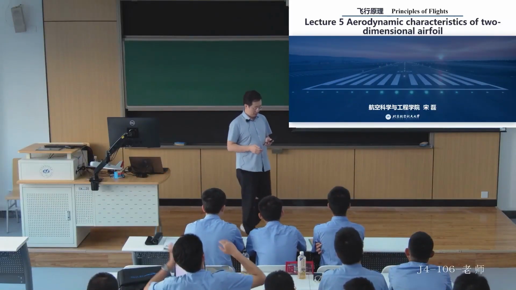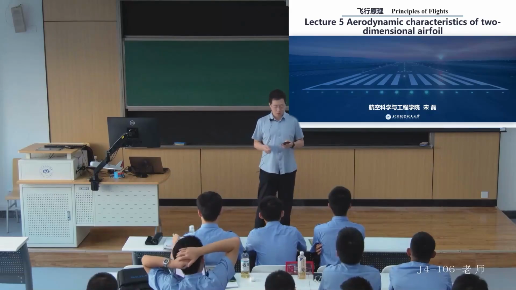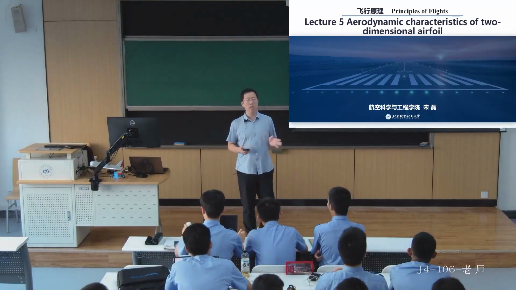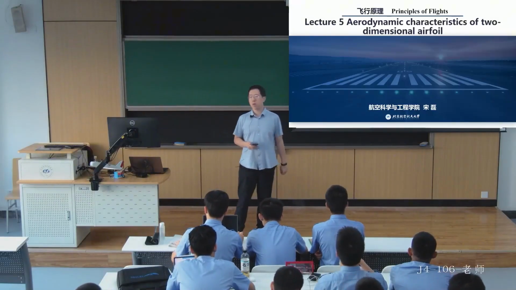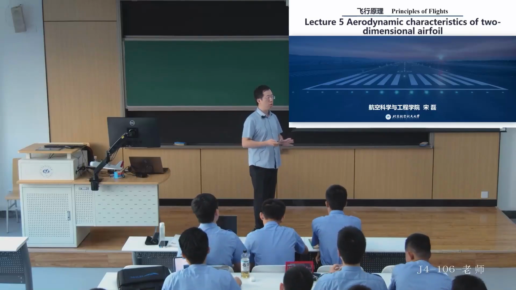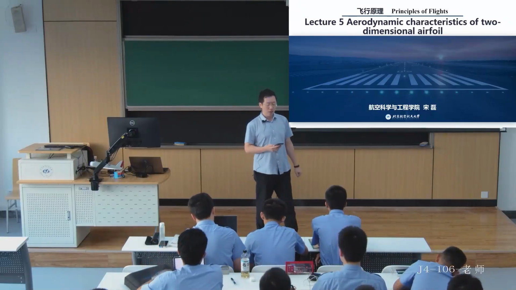All right, in our last class we mainly reviewed a two-dimensional model and how its surrounding flow field changes with the angle of attack. Today, we will continue with the content from last time to discuss the system characteristics related to the two-dimensional model.